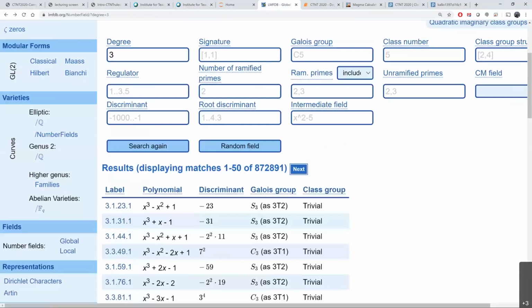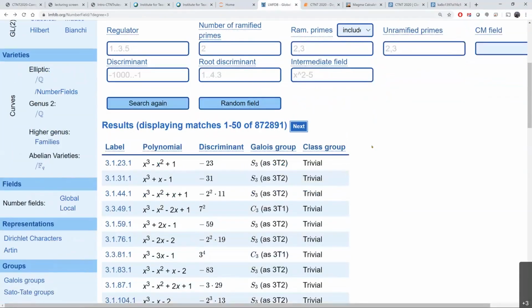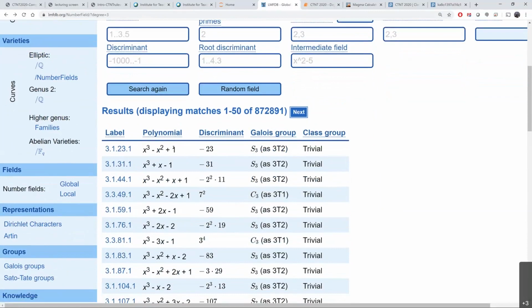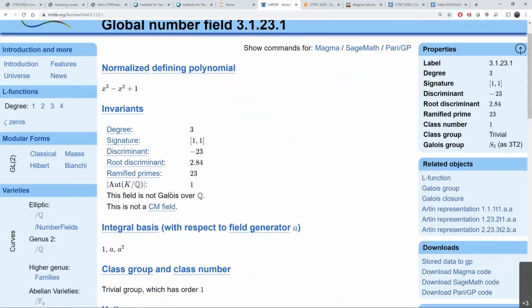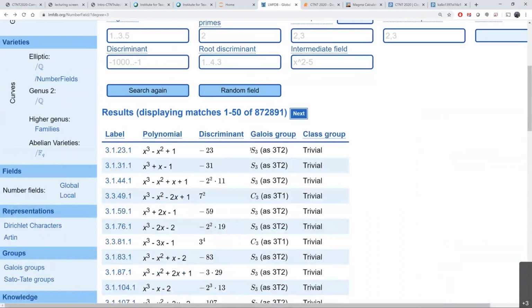Those tables are nice to have just because they give you a toolbox of examples that you might later want to try out. And you might want to record a little bit more about the number field. You might want to record a minimal polynomial that defines the number field, the discriminant, maybe the Galois group of the number field. The number field itself does not have to be Galois, but it will list the Galois group of the polynomial. So this field is not Galois over Q. So when it says that the Galois group is S3, it means the Galois group of the closure.